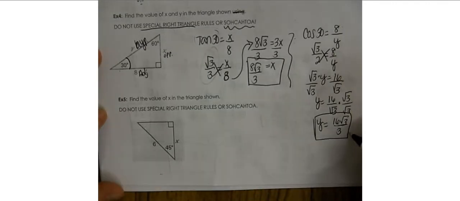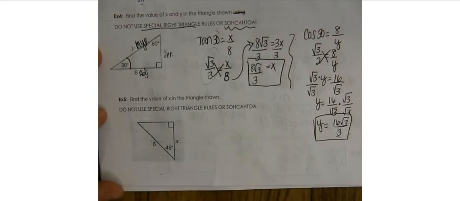You could have made 60 degrees your focus angle. That would not have been a big deal. You still would have ended up with x and y equaling the exact same thing. So now I'm going to go ahead and look at number 5.